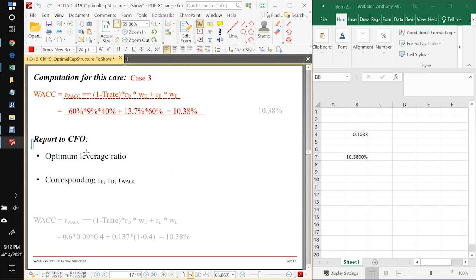It's honestly that simple. We just go back now and report to the CFO, the optimum leverage ratio equals 40%. And that's measured, again, just because there are different ways to measure leverage, we're measuring by debt to enterprise value ratio here. And we would also want to report back to her the corresponding RE of 13.7%, the RD of 9%, and the weighted average cost of capital of 10.38%.